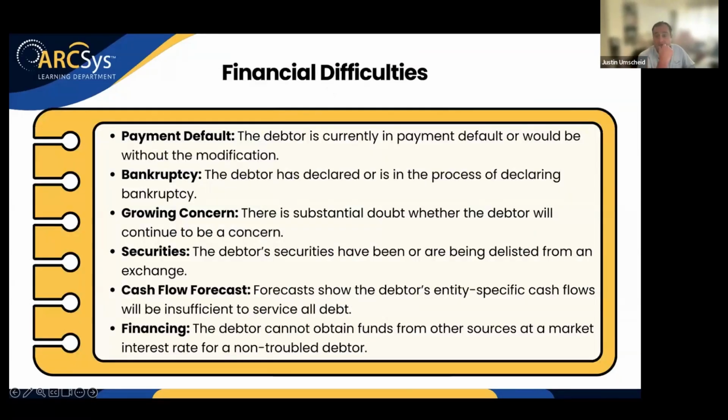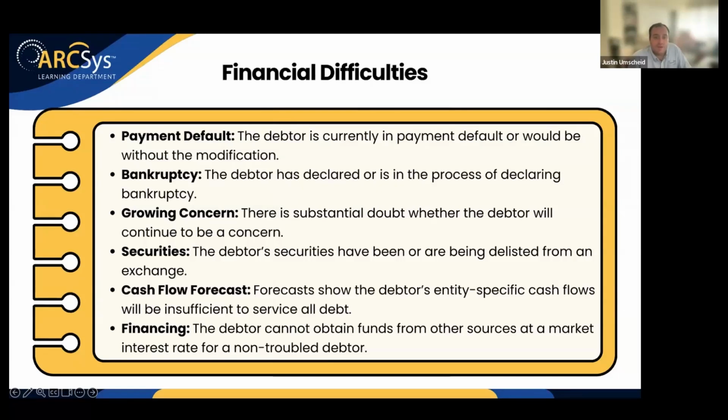Going to go through some of the financial difficulties. This is not an all-inclusive list, but if a borrower is in default, generally you could believe they are showing signs of financial difficulties. Definitely if the debtor has declared bankruptcy, that would be a clear sign. Sometimes we'll see a growing concern, maybe their accounts receivable hardly cover what's outstanding, or the collateral has become significantly downgraded, whatever the case may be, that there's just concern that the debt will be repaid.